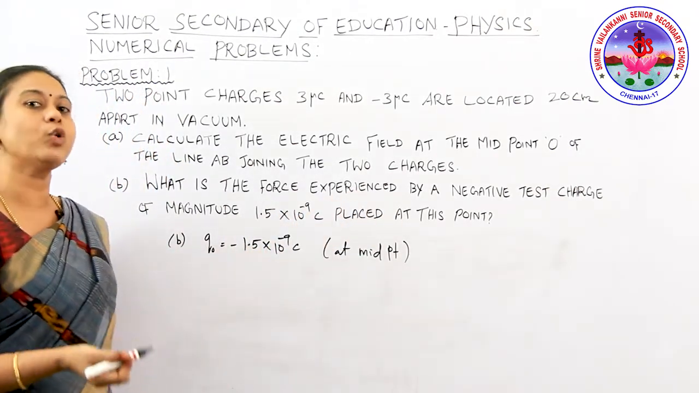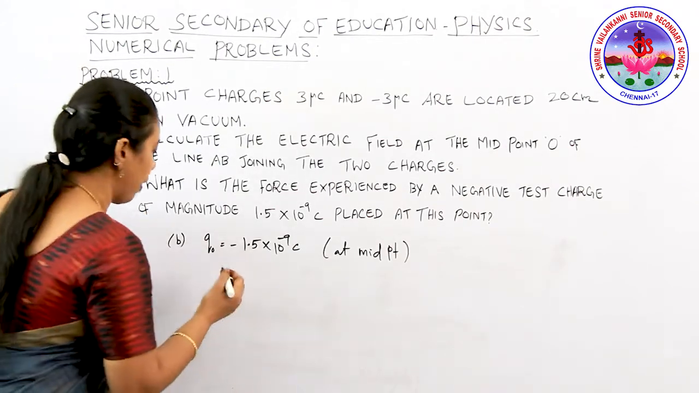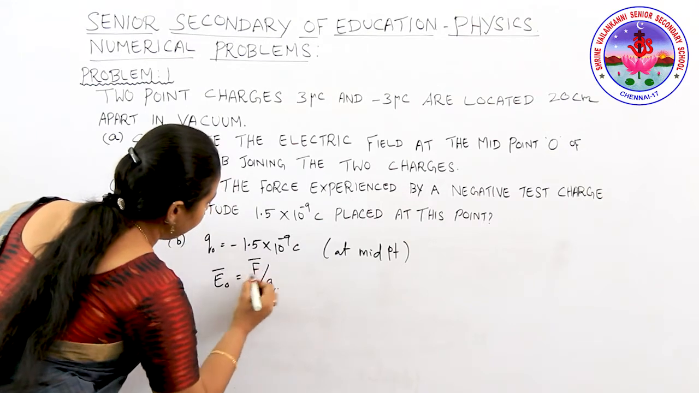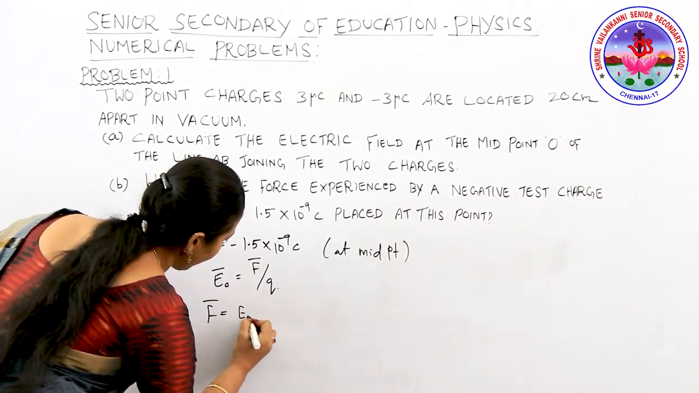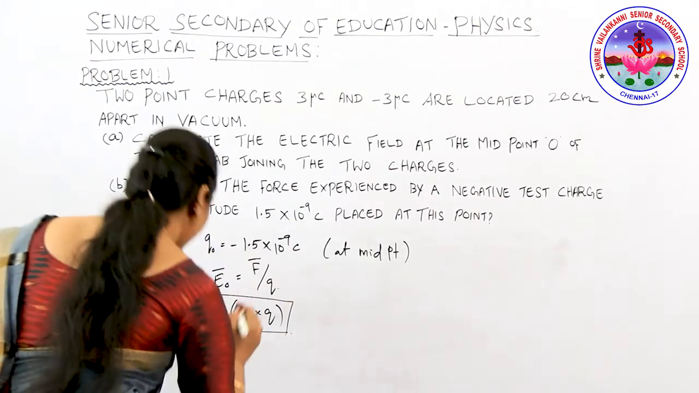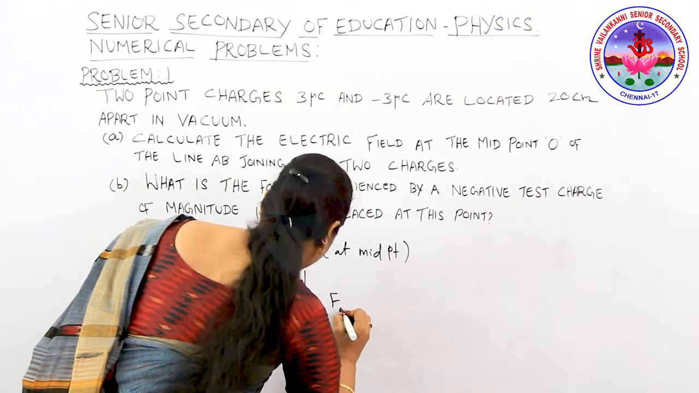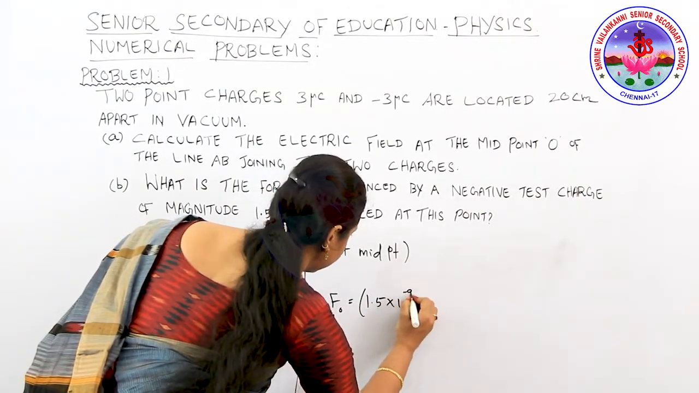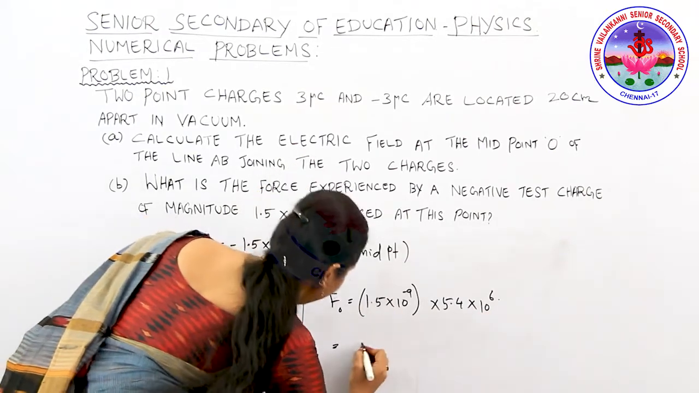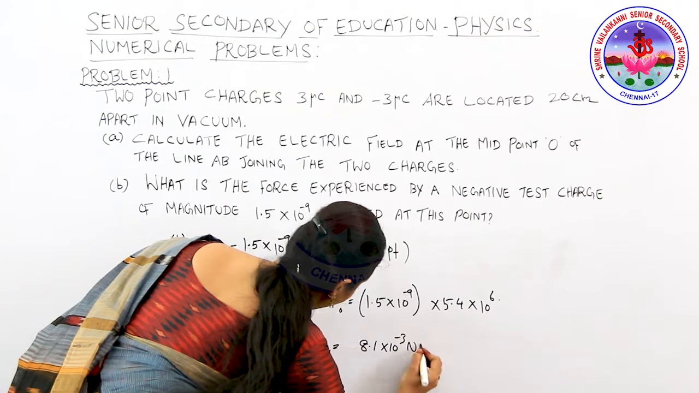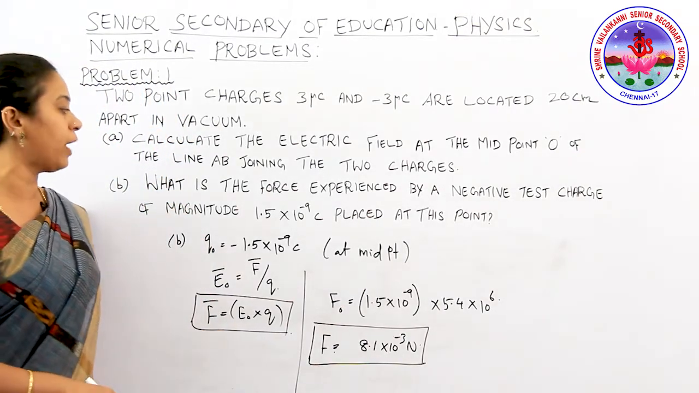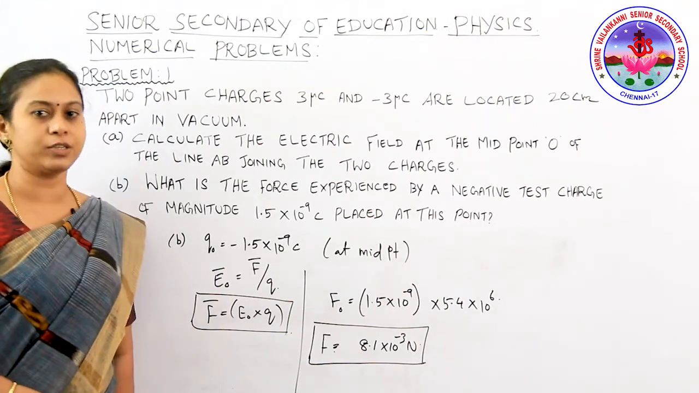So you have to know about the electrostatic field which is equal to force per unit charge. That formula: electrostatic field E vector or E0 vector is equal to F vector by Q. We need F. So F is equal to E0 into Q. So this is the formula we remodulate and we can apply the values, right? So F is equal to 1.5 into 10 power minus 9 into 5.4 into 10 power 6. By simplifying this, you will get 8.1 into 10 power minus 3 Newton. So this is the force which is experienced by the negative charge of magnitude 1.5 into 10 power minus 9 Coulomb placed at this point.